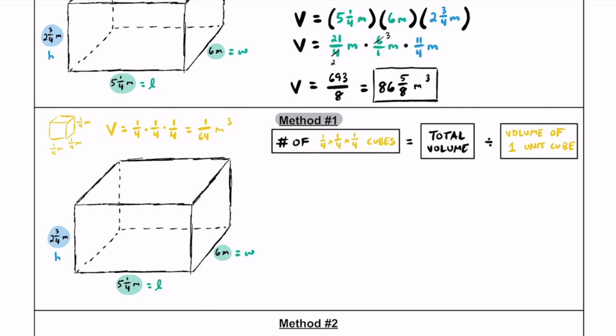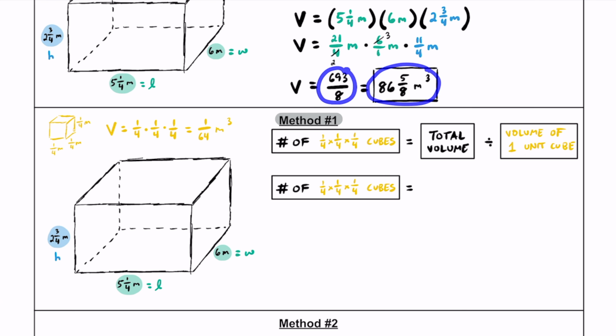So if we wanted to figure out how many of these little cubes would fit inside of this rectangular prism, we could take that total volume that we found out earlier. That total volume was 86 5/8, but we know we're going to be dividing here, so let's just use the improper fraction version. So that's going to be 693/8. That's going to be the volume. I'm not going to write the units right now.